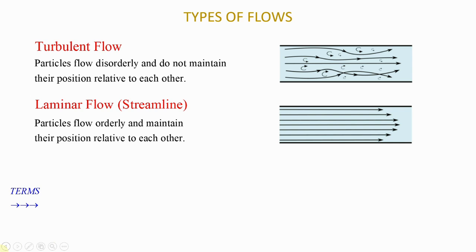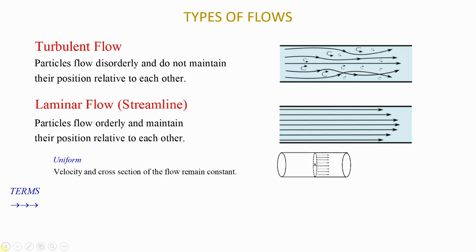Before we move on, there are a few terms that we need to become familiar with as far as fluid mechanics N6 is concerned. The first term is uniform flow. When we say that a flow is uniform, what we mean is that the velocity and the cross section of the fluid that is flowing remain constant. You could go far down in the direction of the flow and you will find that the cross section of the fluid that is flowing and also its velocity are constant.